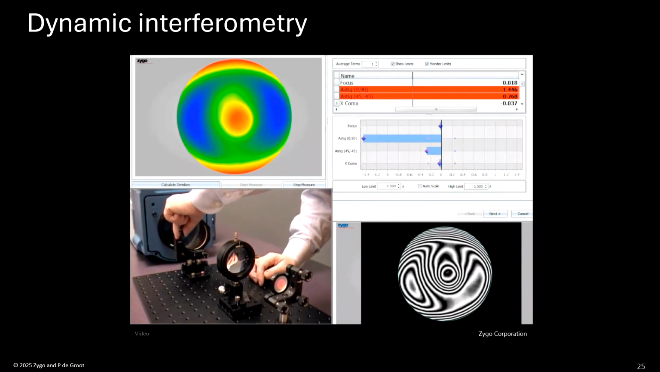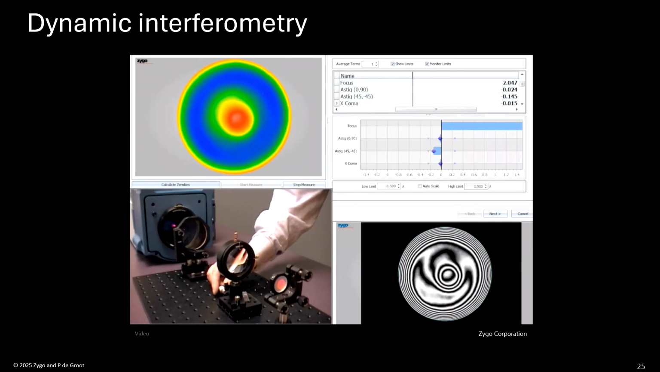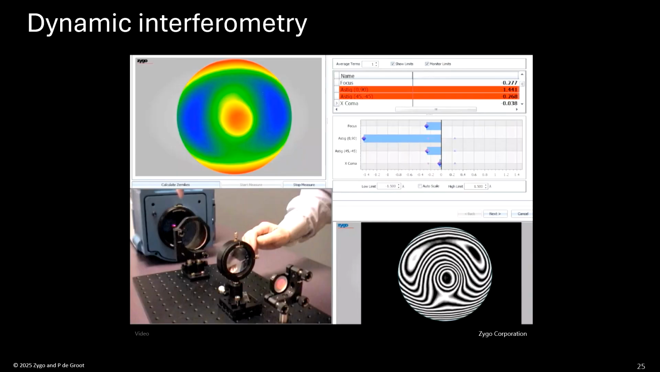Finally, we'll discuss some advanced technologies that are now standard for commercial products, including dynamic interferometry and the measurement of multiple surfaces all at once.